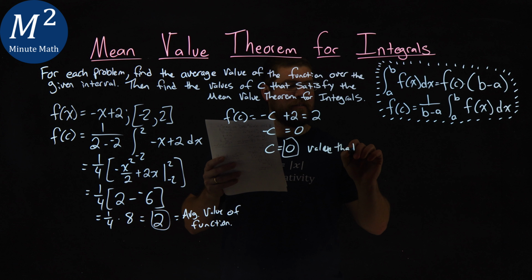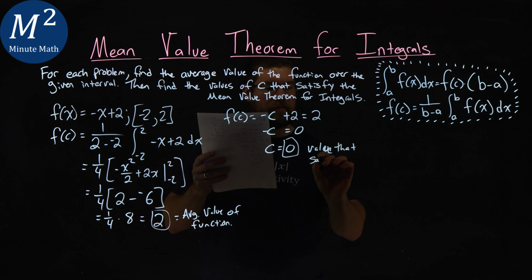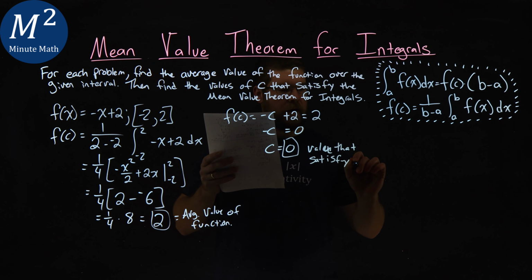And so 0 is the value that satisfies the MVT, the mean value theorem. So our final answer here again, the average value of the function on the interval is 2, and the value c that satisfies the mean value theorem is 0.